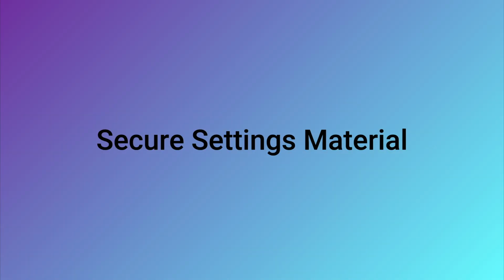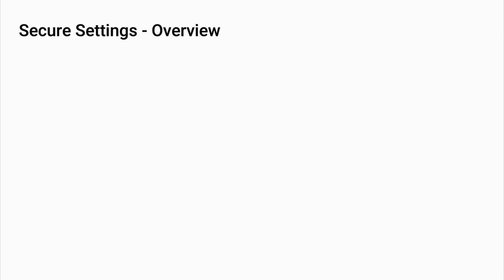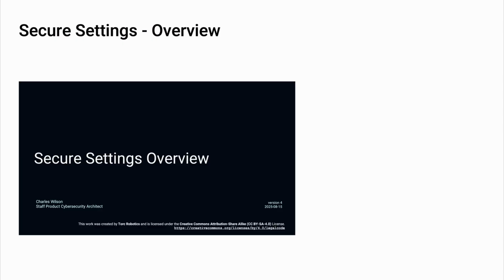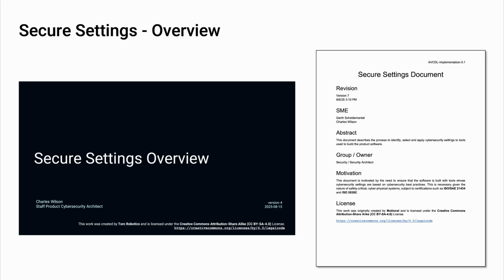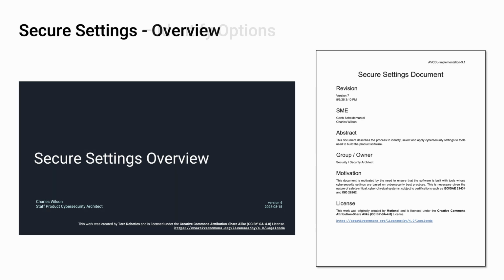Now let's briefly review the materials that provide both documentation and training for how the secure settings activities should be undertaken. First, we have the secure settings overview training video, which complements the secure settings secondary document and provides an overview of the secure settings process described in the AVCDL primary document.